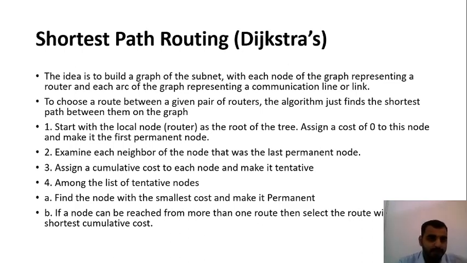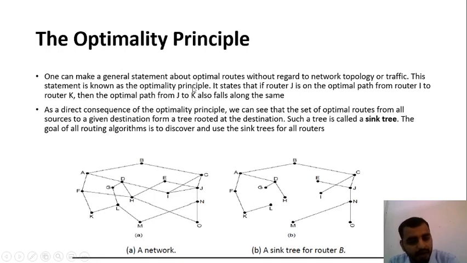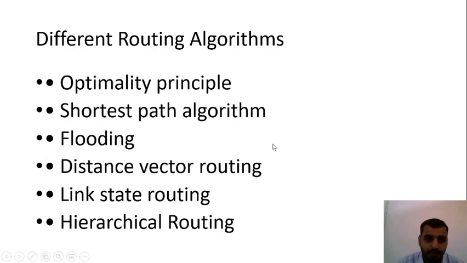Now, what shortest path routing says is that the idea is to build a graph of the subnet. Subnet in the sense, you already have something like this, and you are creating another graph which is a part of that graph. This part is a part of this graph, like network A and network B. This B is a part of this A, creating a range of network which depicts the previous one. So that is what we call a subnet.